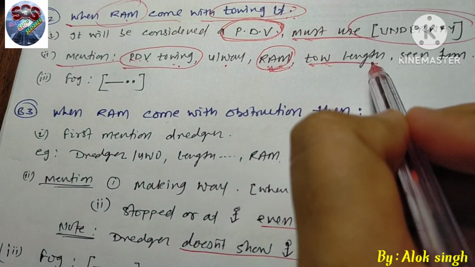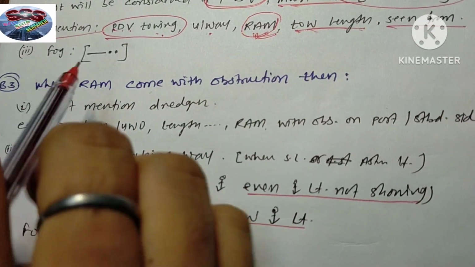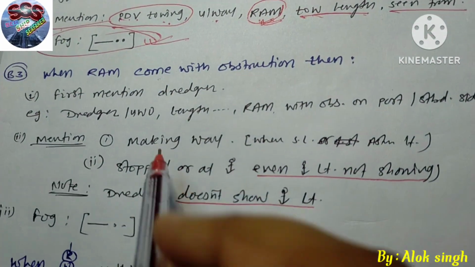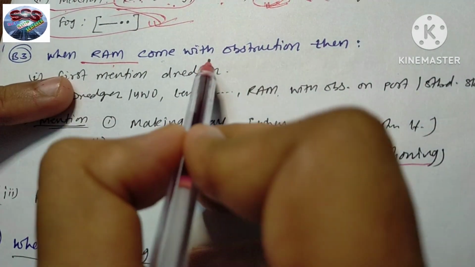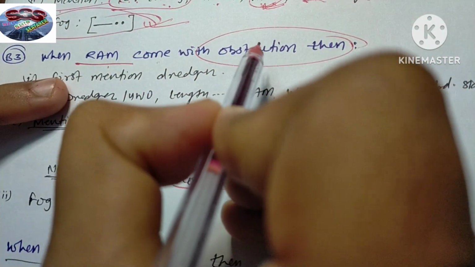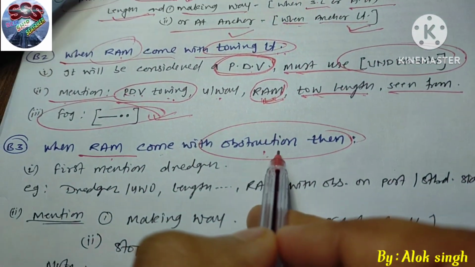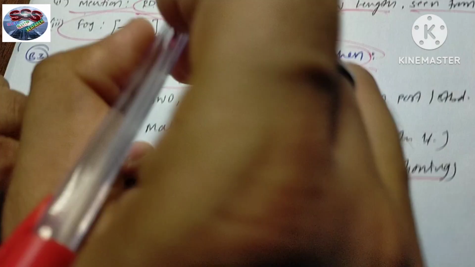Next we have to talk about its length and whether you are seeing it end-on or from the side or wherever. Fog signal: even though it is a power-driven vessel, we have to mention one prolonged, two short blasts. Vessel RAM. Now here the next type is RAM with obstruction. This is what differentiates the dredger from other RAM vessels. So with obstruction, first mention dredger.